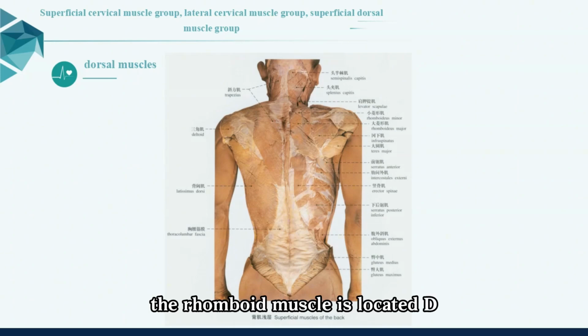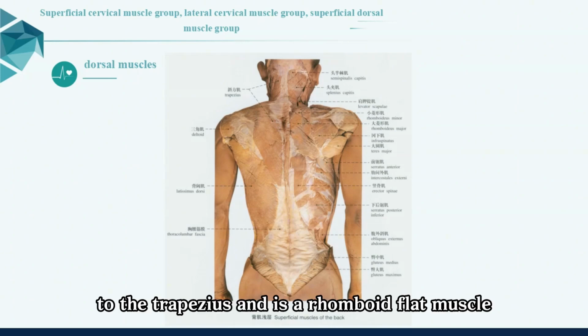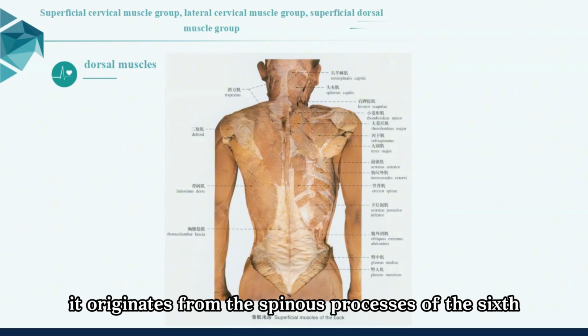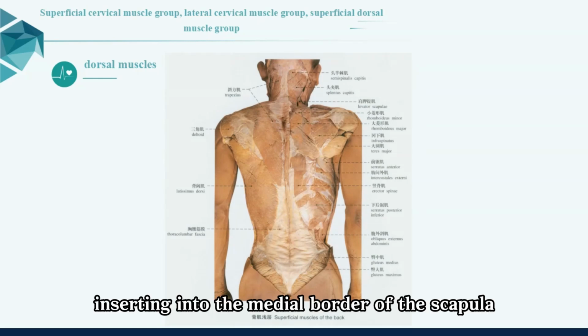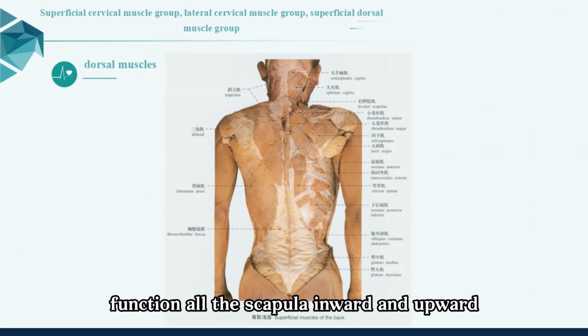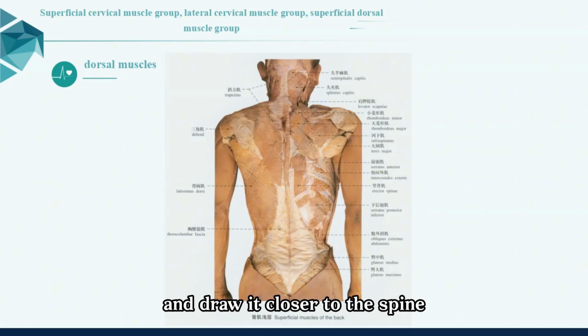The rhomboid muscle is located deep to the trapezius and is a rhomboidal flat muscle. It originates from the spinous processes of the 6th and 7th cervical vertebrae and the 1st to 4th thoracic vertebrae. Its fibers run downward and outward, inserting into the medial border of the scapula. Function: pull the scapula inward and upward and draw it closer to the spine.